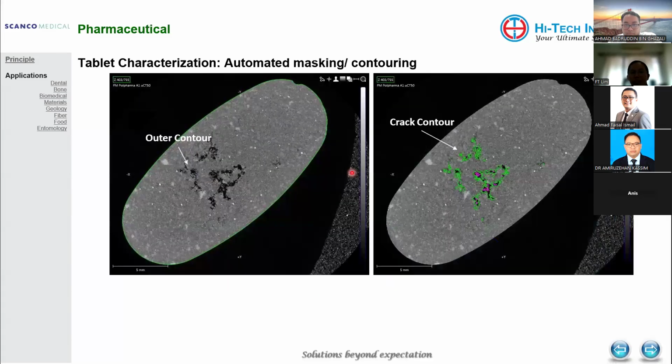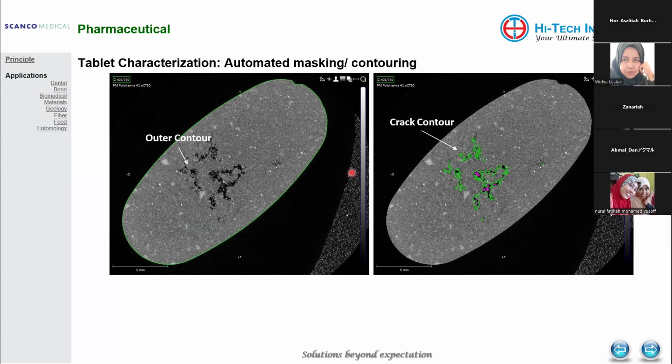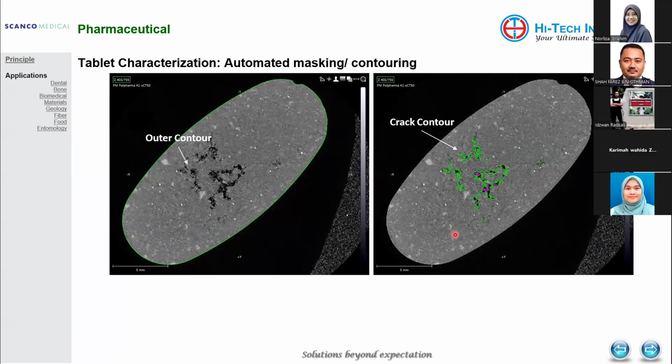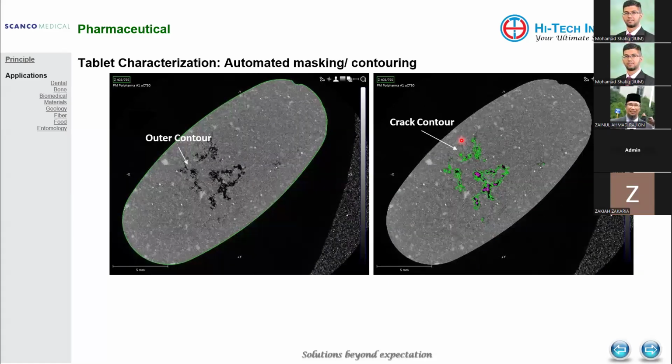For this case, they actually found out that some cracks happen in this tablet production. It's actually from a pharmaceutical company. So first of all, by using X-ray CT, MicroCT, you can study the crack without needing to cut or destroy the tablet.